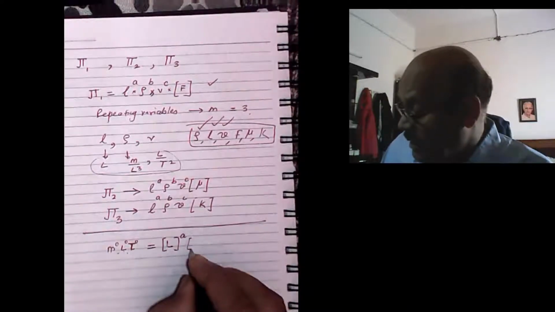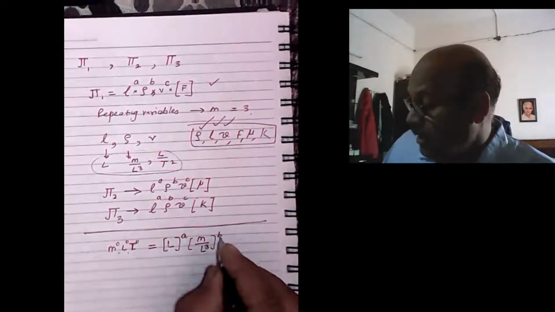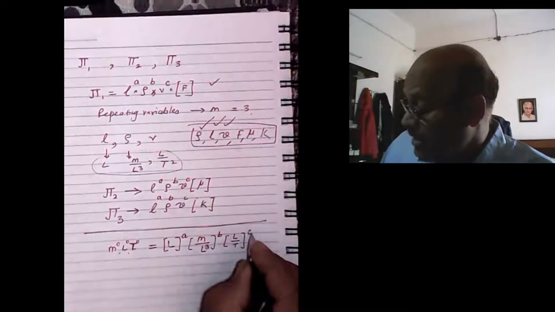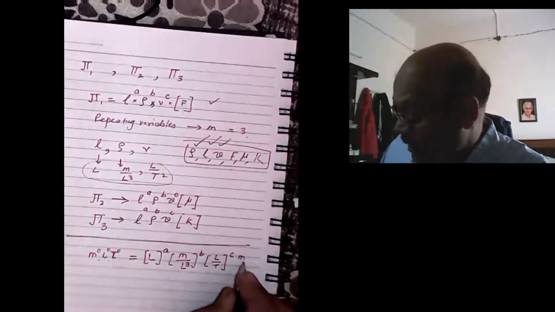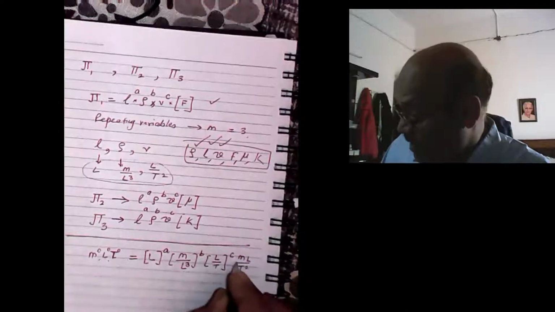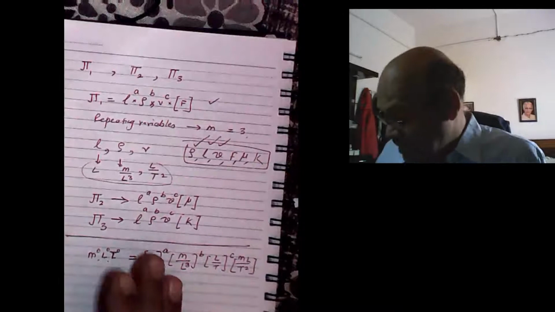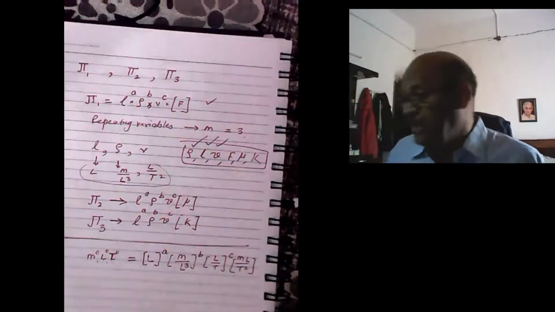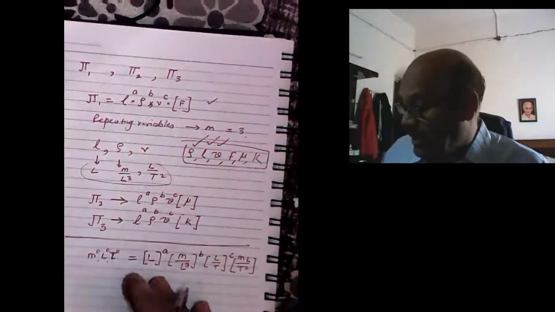This is M by L cube raised to the power b. This is L by T raised to the power c. And F is ML upon T square. So this is the fourth dimension. Now look at this. Left hand side has got MLT terms and right hand side also has got MLT terms. You can rearrange the right hand side.